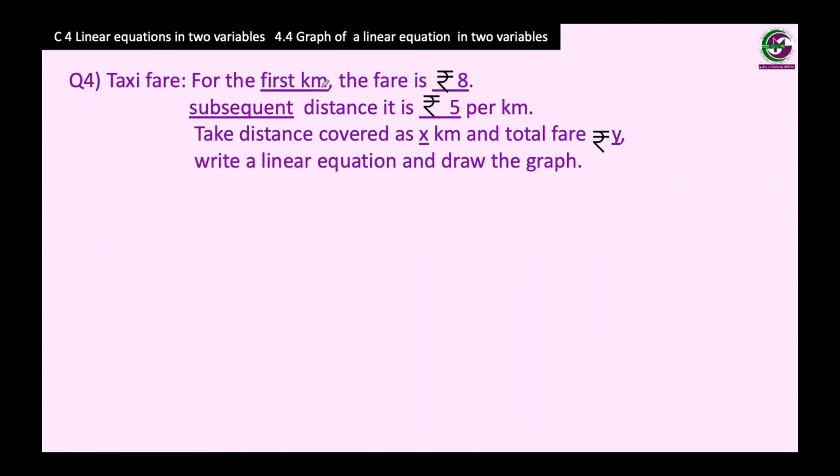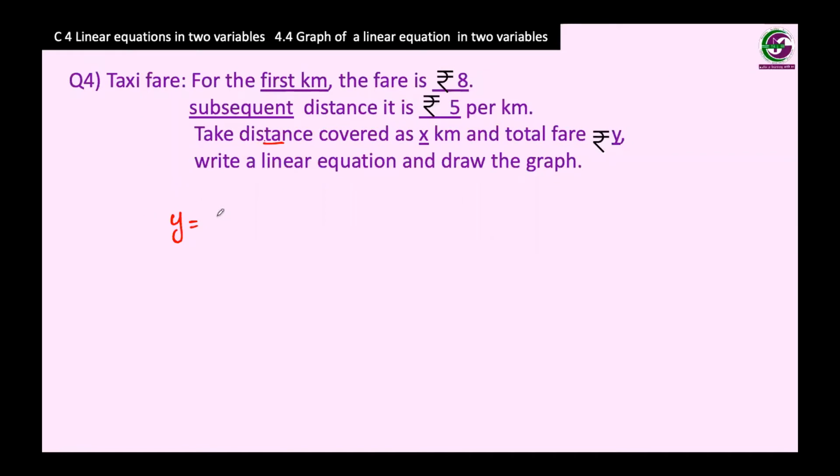For the first kilometer, the fare is 8 rupees. And for each next kilometer, we have to pay 5 rupees extra. Now we have to take the distance as x. X is taken by the variable x, and the total fare is represented by y. Finally, the question is to find the total fare.